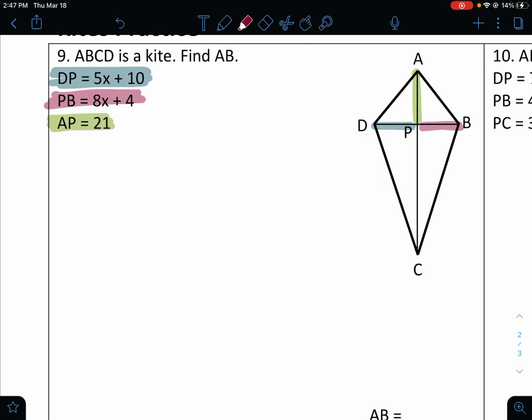Y'all know I gotta color code it. Oh, the colors are giving me Powerpuff Girls. Haha. All right, so let's see what's good.